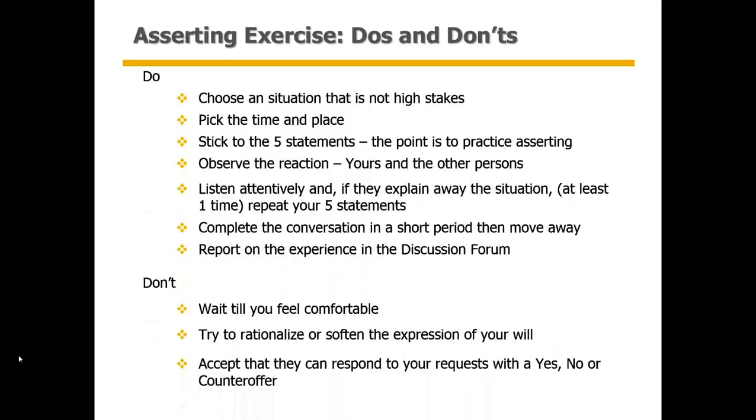Here are some simple do's and don'ts as you consider this exercise. Do choose a situation that's not high stakes. We asked you to come up with 3 examples. Pick one of those 3. Make sure you pick the time and place carefully. You want to do it in a situation where you're not going to be interrupted and distracted. Stick to those 5 statements. Again, here the point is to practice asserting, just like we're practicing a backhand.